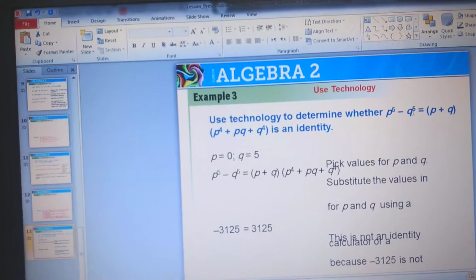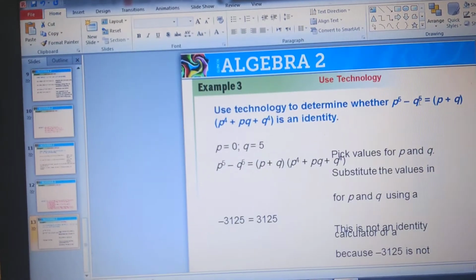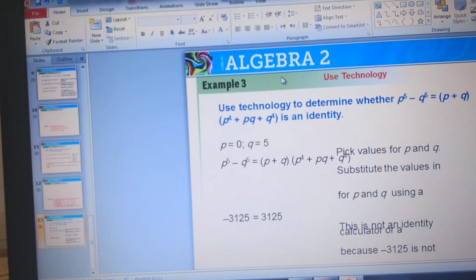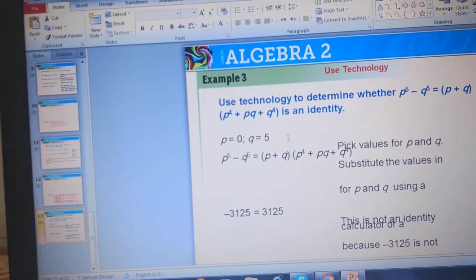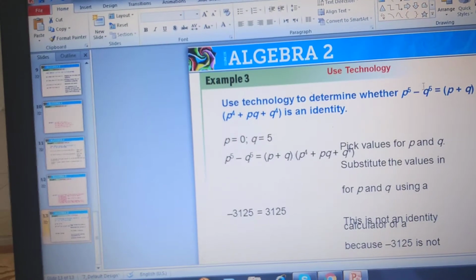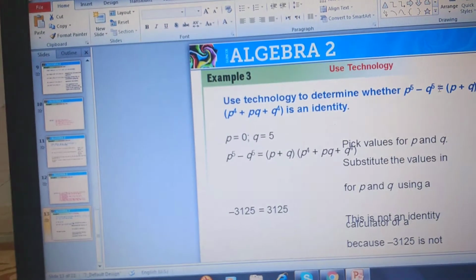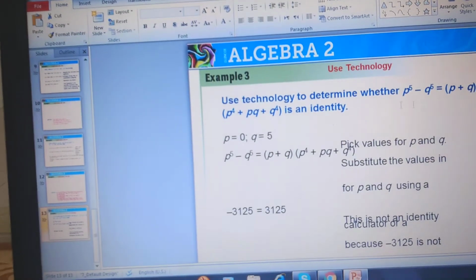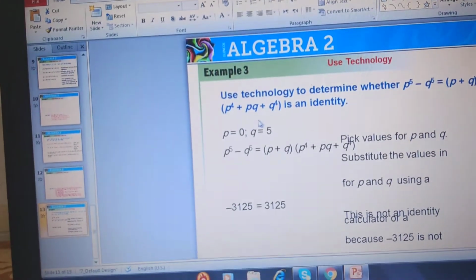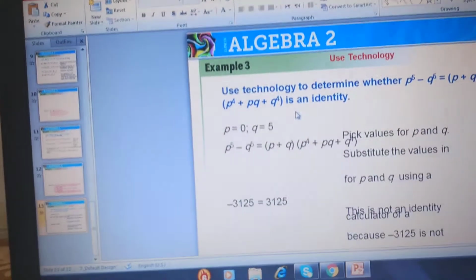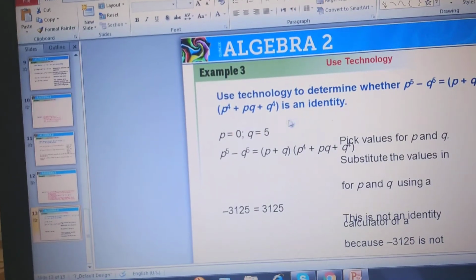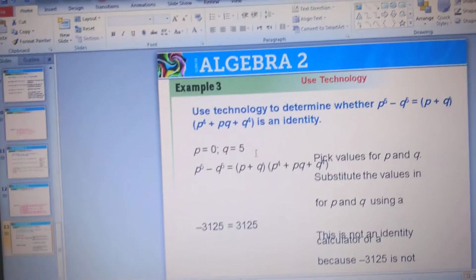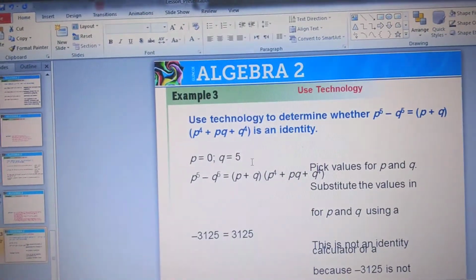Of course, the idea here is very simple. He only takes any two values for p and q and substitutes the numbers. As you see here, he takes p equal 0, q equal 5. Substitute in the left side p to the power 5 minus q to the power 5, and he substitutes on the right side (p plus q) times (p to the power 4 plus pq plus q to the power 4). The values are not the same, the values are not equal, therefore it is not an identity. This is the lesson. It's very simple.